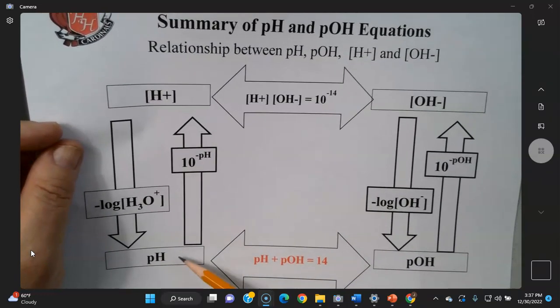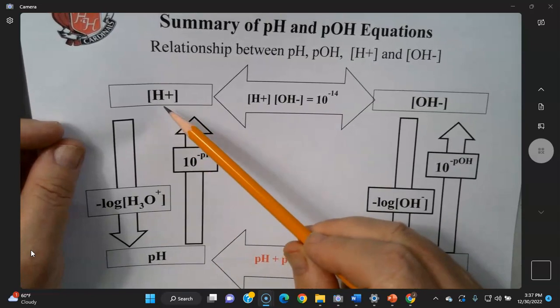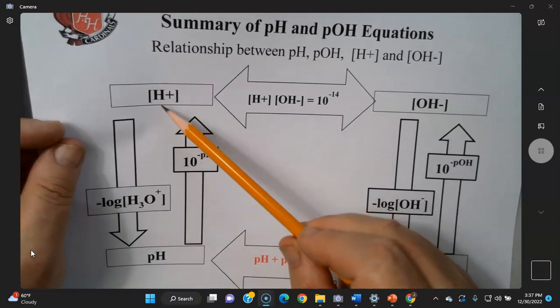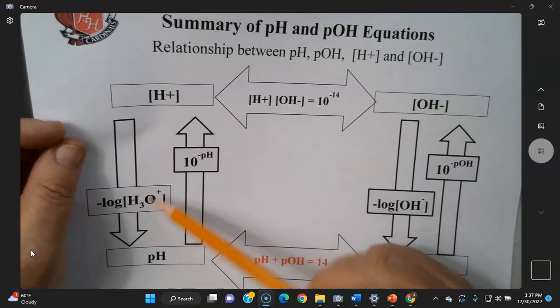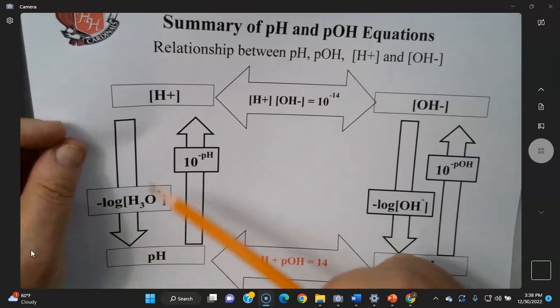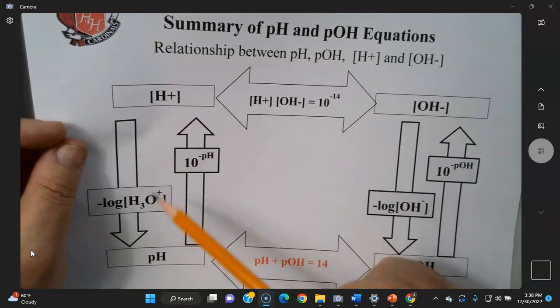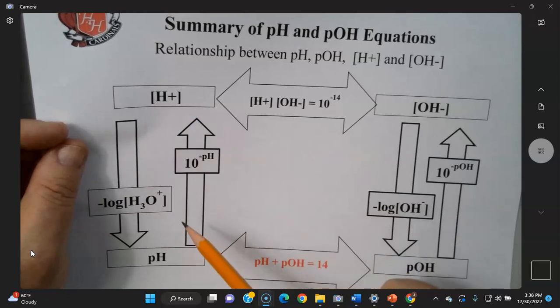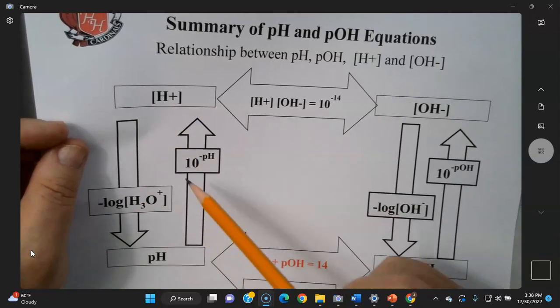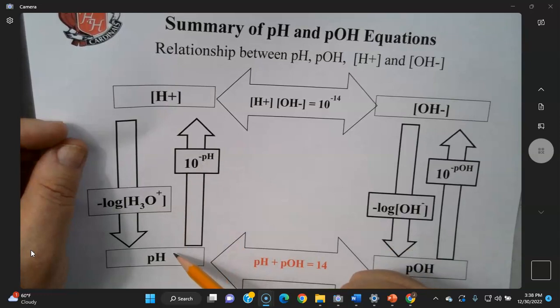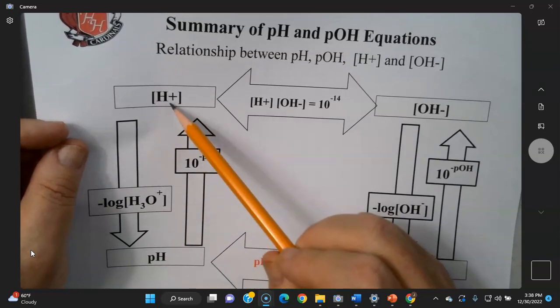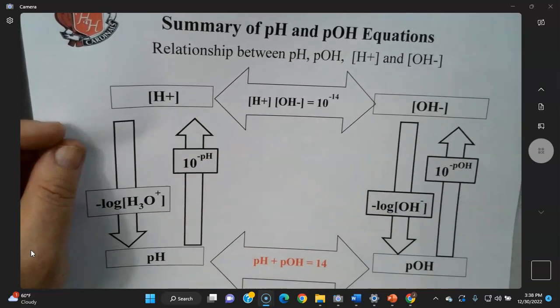So if you had pH and wanted to get to H3O plus hydronium ion concentration, remember H plus and H3O plus are the same thing. So don't get confused by that. I use two different ones to emphasize that point. They are the same thing. So if you take 10 raised to the negative pH number, whatever number you had for pH, that'll give you the hydronium ion concentration.